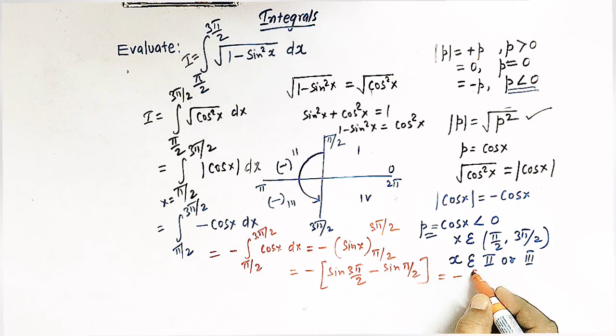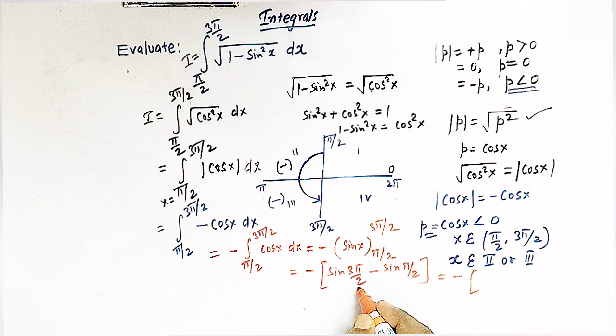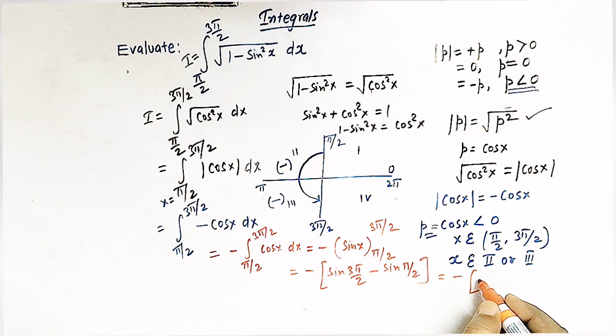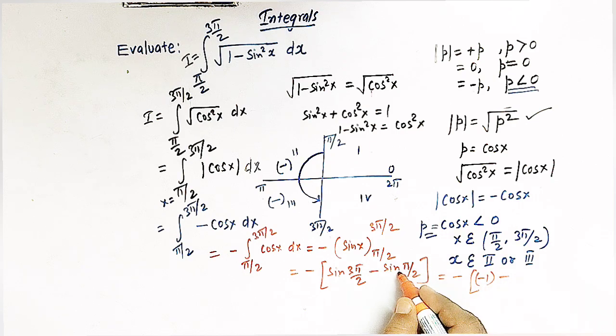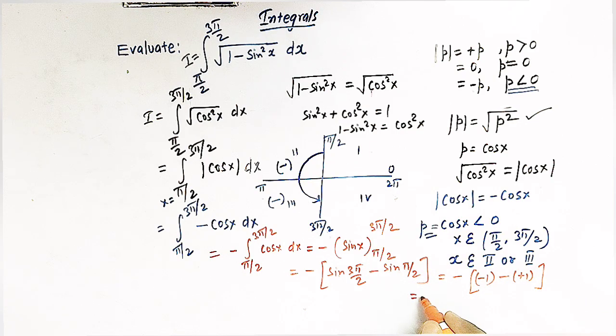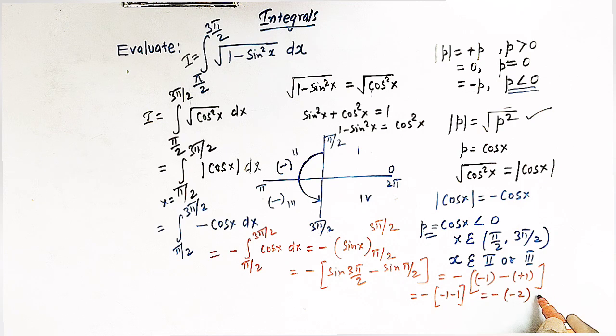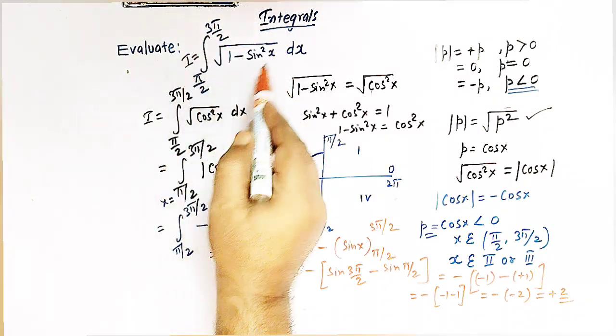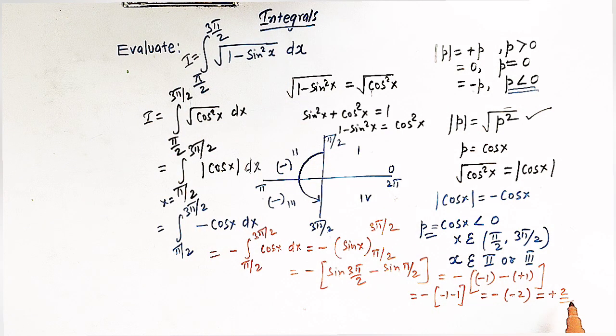So here we have sine 3 pi by 2, that is 270 degrees. So sine 3 pi by 2 is the negative of 1. And here we have sine pi by 2, which is plus 1. So we have minus 1 minus 1, so this is minus, minus 2. So minus and minus, it becomes plus. So we have 2, right? So the value of this integral is plus 2.